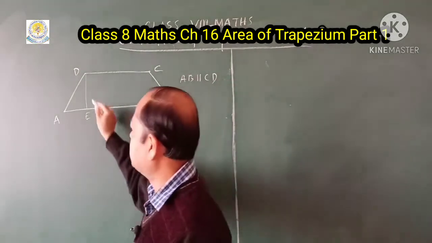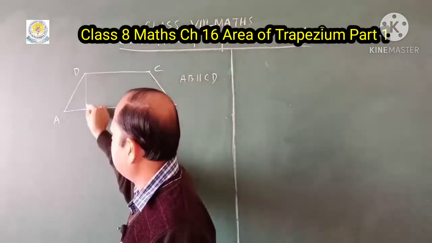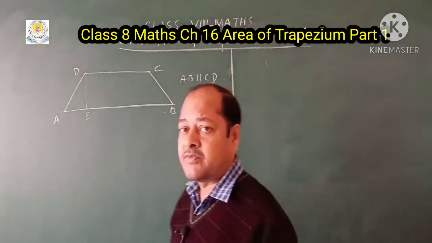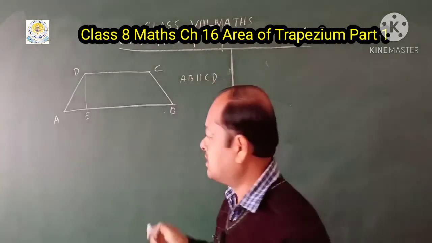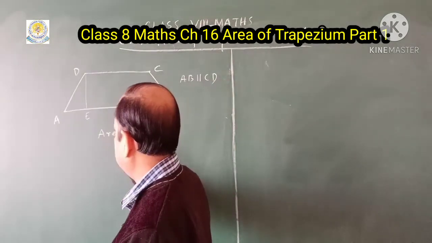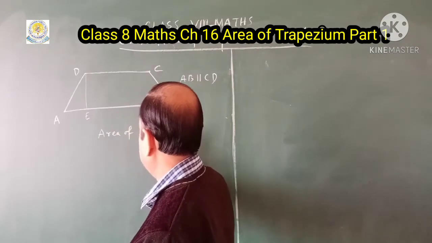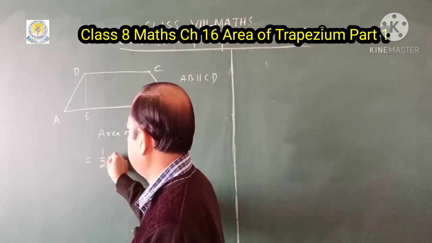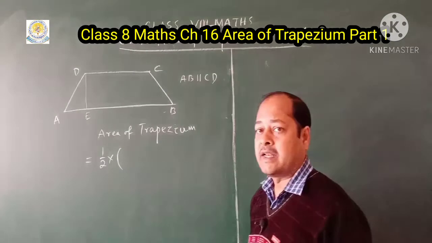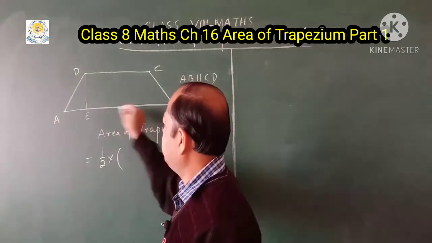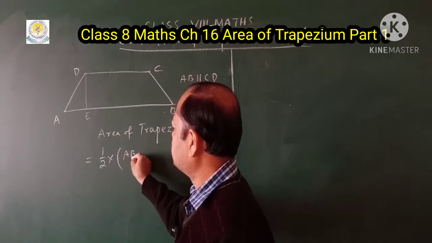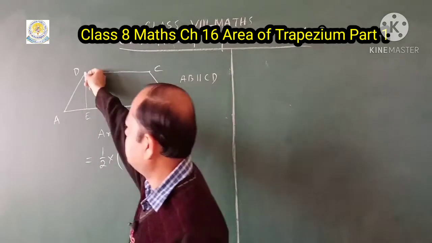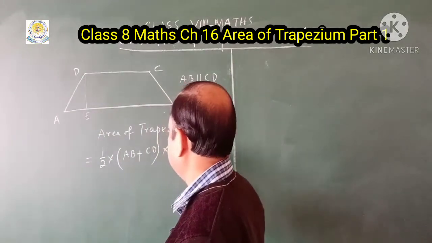And what is the height here? The perpendicular distance between the parallel sides is called the height of the trapezium. And what is the formula to find out the area of the trapezium? Let's see. The formula is half into the sum of the two parallel sides into height. Here AB and CD are the parallel sides. And what is the height here? The height is DE.